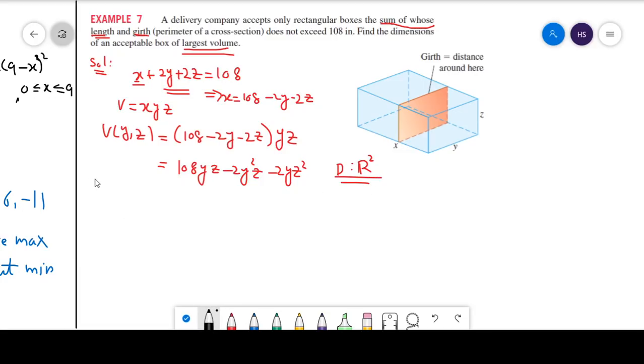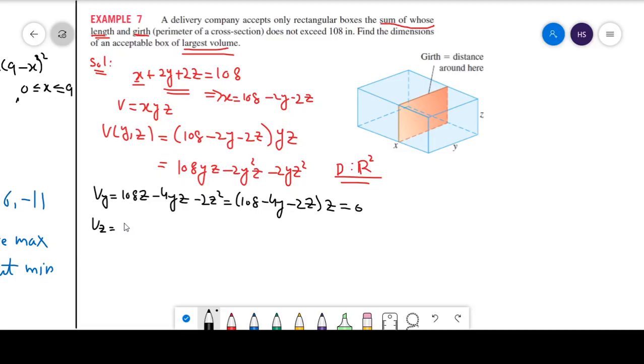So next, let's talk about calculating the derivative with respect to y. That will be equal to 108z minus 4yz minus 2z square. Let's take z common, then this will become 108 minus 4y minus 2z times z equals to 0. Because it's a polynomial, it can never be undefined, so all we need to check is where it will be 0, at what points it will be 0.